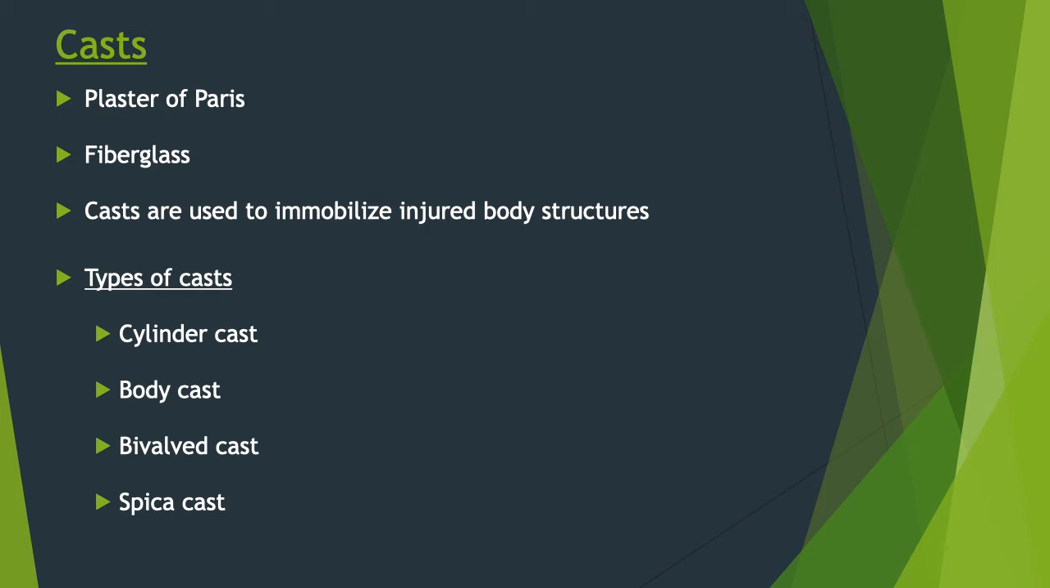So now we move on to casts. Casts are made of plaster of Paris or fiberglass, and they're used to immobilize injured body structures. We have cylinder cast, body cast, bivalved cast, and spica cast. A fiberglass cast is durable, very lightweight and porous. It allows immediate weight bearing and is unaffected by water. However, it is expensive compared to the plaster of Paris cast, which is inexpensive. A plaster of Paris cast is easy to apply but is heavy and is also prone to cracking and crumbling.